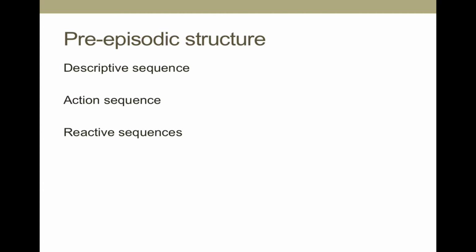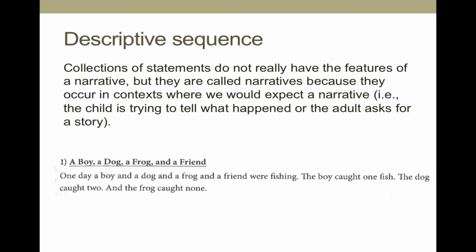Basically, during these stories, there is no episode, there is no story arc, and this is what we would traditionally expect in a story. This terminology is a simplified way of looking at other descriptions of narrative development, specifically in terms of what are called heaps, sequences, primitive narratives, unfocused chains, and focus chains. I will not ask you to know this terminology, but I will ask you to know the difference between descriptive, action, and reactive sequences. A descriptive sequence is a collection of statements that do not have the feature of a narrative, but occur when we would expect the narrative to occur.